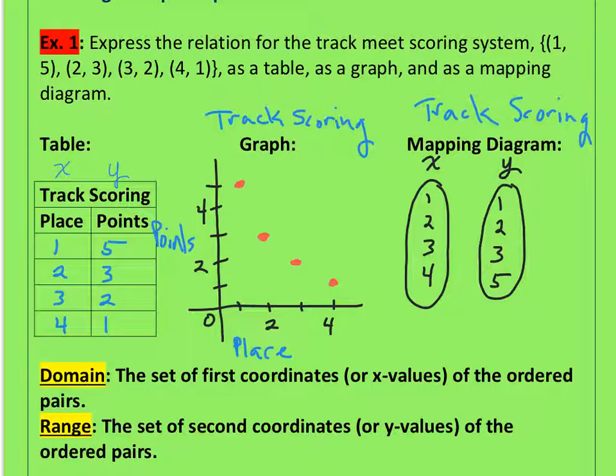And then you're going to draw an arrow that represents this ordered pair. So in other words, 1 is going to map onto 5. So you're going to draw an arrow from 1 to 5. So it looks like this. And you have to have an arrow on the end of it. This is part of the mapping. And then we're going to map 2 onto 3.